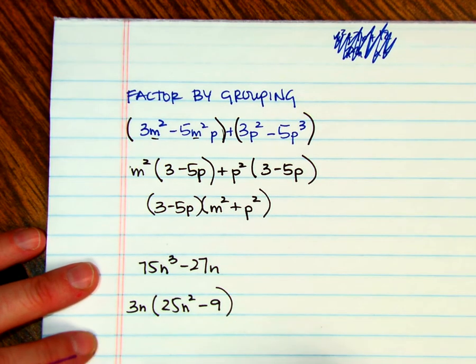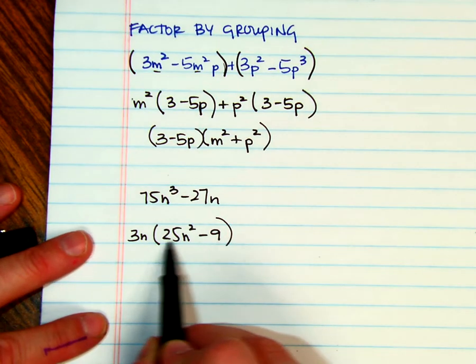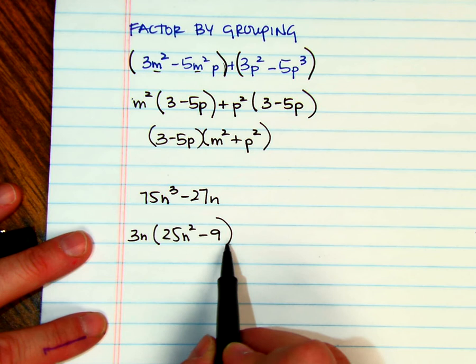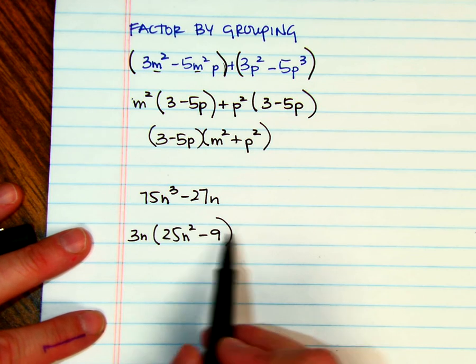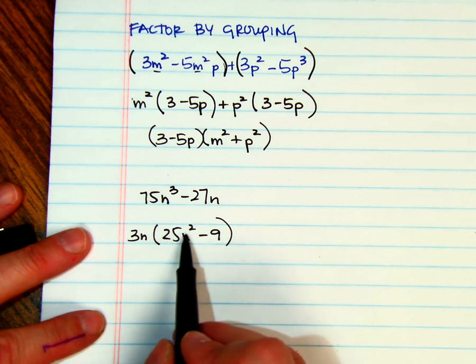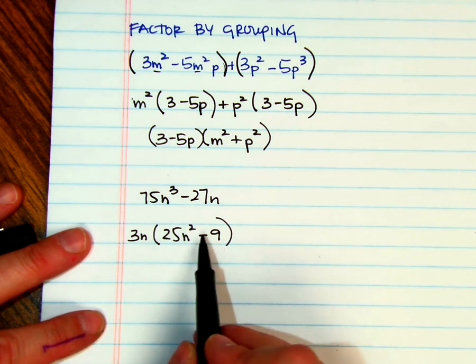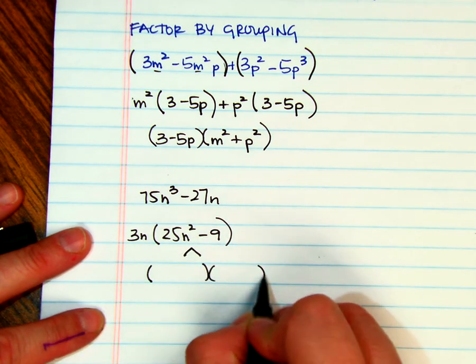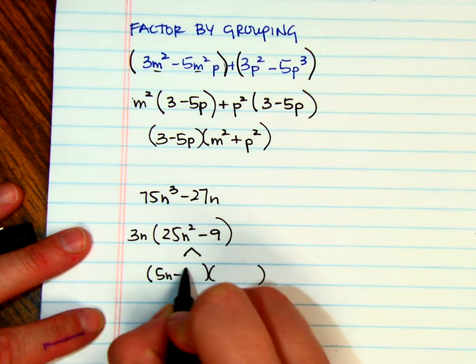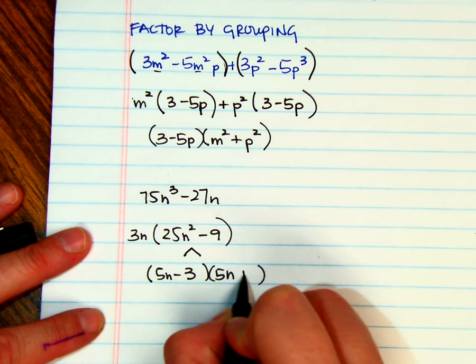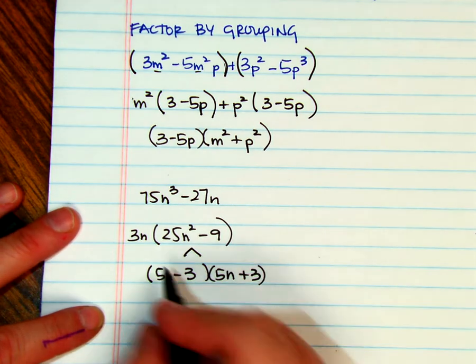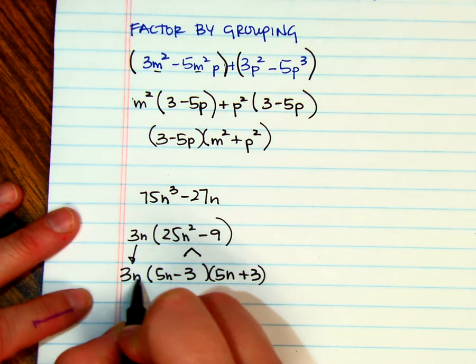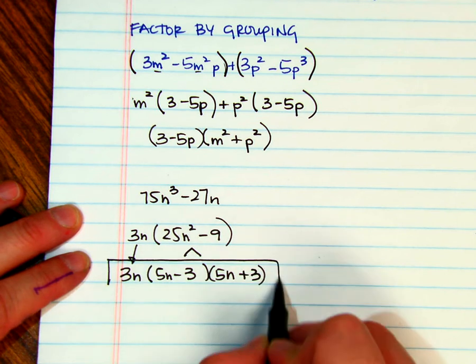So I took out a GCF. Now I have a binomial. I got to check to see if it's the difference of perfect squares. 25 is, n squared is, 9 is, and it is the difference. So this breaks down to two binomials of 5n minus 3 and 5n plus 3. Don't forget to bring down your greatest common factor.